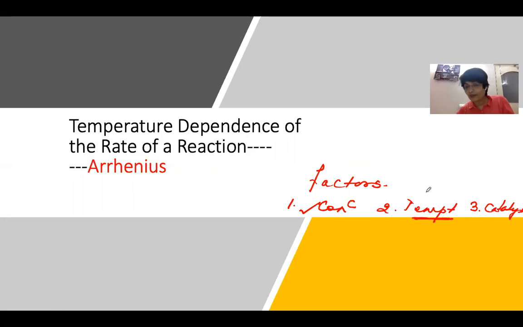So today, we are going to see how exactly temperature affects the rate of reaction. In order to explain the effect of temperature on rate of reaction, the scientist Arrhenius came forward and logically tried to explain in which way temperature is going to affect the rate of reaction, meaning the speed of reaction. So we are going to see it just now.